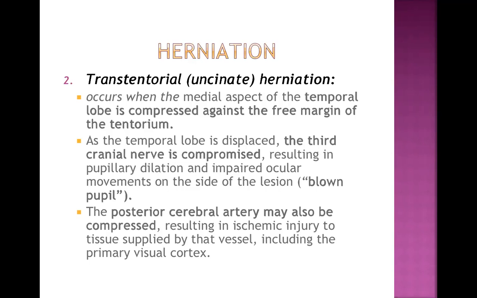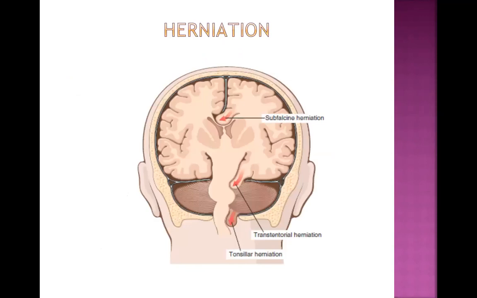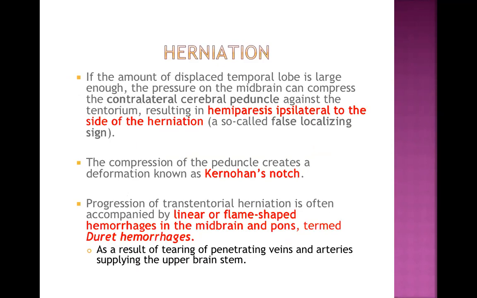At the same time, the posterior cerebral artery may also be compressed, resulting in ischemic injury to the area which is supplied by that artery, especially the occipital cortex. And our visual cortex is present in the occipital lobe. So the person will become blind. Now once again, the same types of herniation are shown here: subfalcine herniation, transtentorial herniation, and tonsillar herniation. We are talking about transtentorial herniation for the time being, so let's continue.